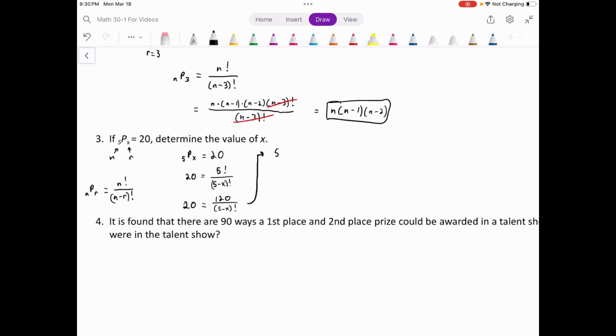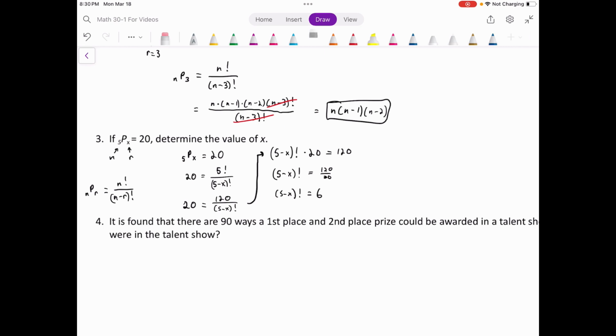Multiply both sides by 5 minus x factorial. So we're multiplying that by 20, which will equal 120. Then divide both sides by 20, and we end up with 5 minus x factorial has to be 120 over 20. And 120 over 20 is just 6. So again, we don't know what x is yet. But we know that when we do 5 minus x and then take the factorial of that, we get 6.